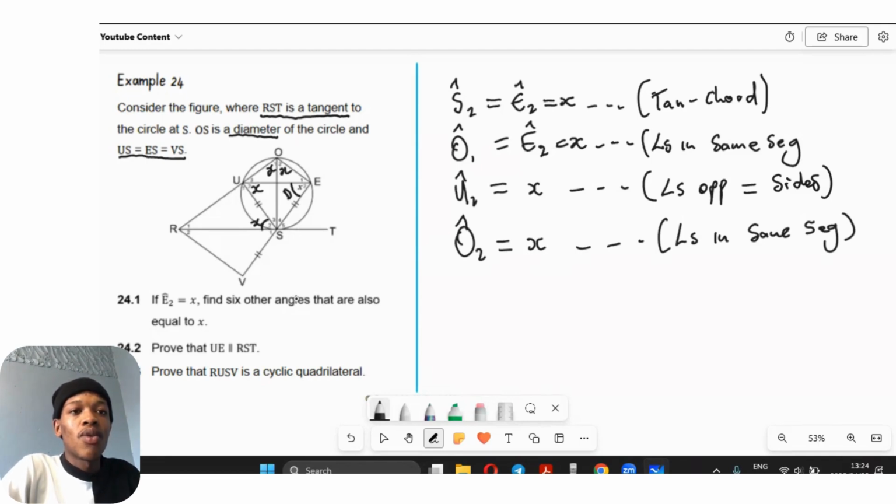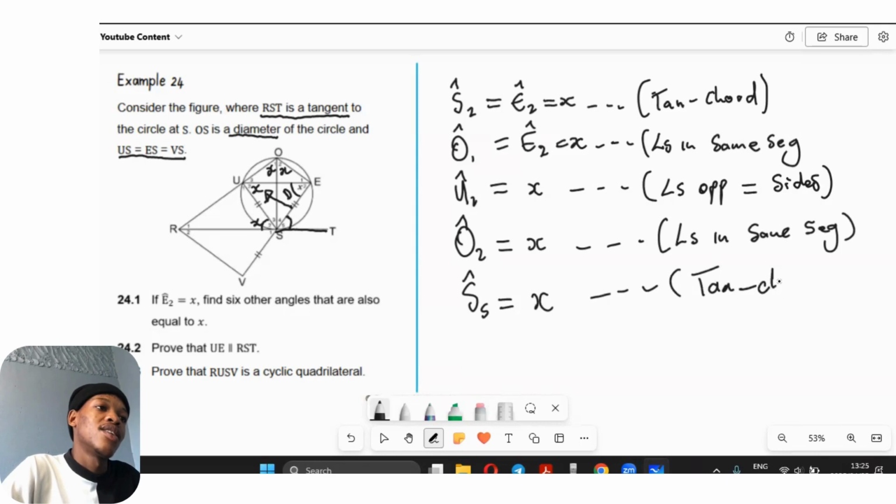Now let's check for the tan chord theorem. We have used it once, so let's go for it again. Let's check if we can get something. Yes, we can: angle S5. It's an angle between the tangent and the chord ES, subtending U2 and also O2. So it's up to you: you equate it to U2 or O2, but it's equal to X at the end of the day. Why? Tan chord. That's 1, 2, 3, 4, 5.